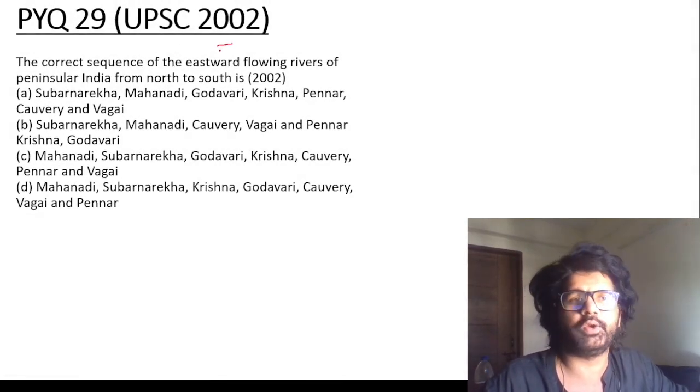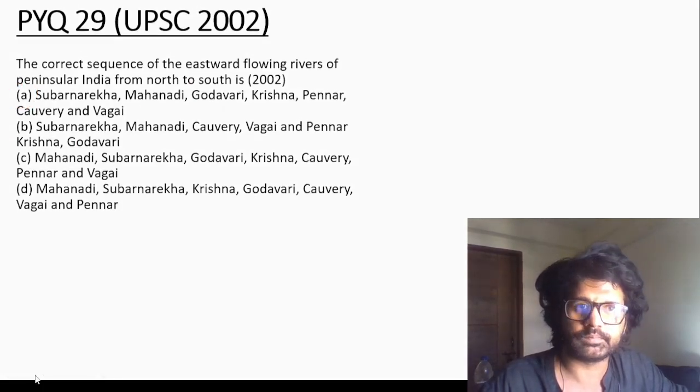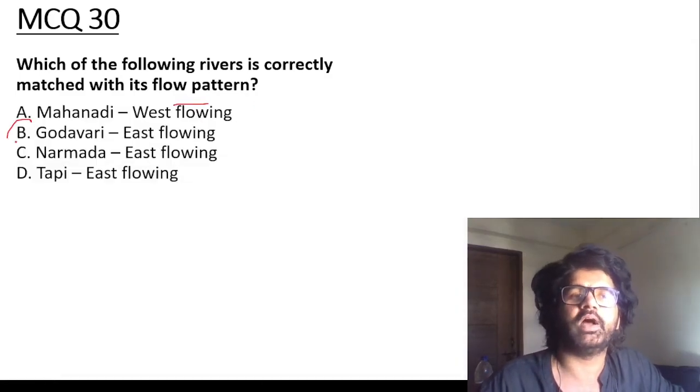PYQ 29, UPSC 2020, 2002. Arrange them from north to south. Pause me whenever you see this question. A. Subarnarekha, Mahanadi, Godavari, Krishna, Pennar, Kaveri and Vaigai. Which of the following rivers is correctly matched with its flow pattern? B. Godavari, east flowing.